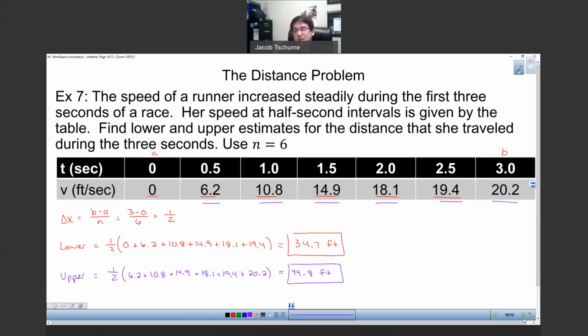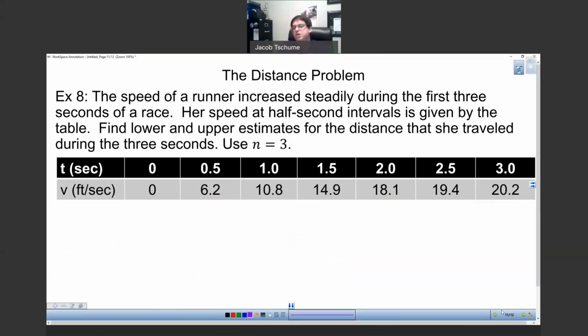Now, that's a pretty good estimate, but remember, you don't have to measure in half-second intervals. You can literally measure in any intervals they give you. So to save a little bit of time here, use the exact same data. What if I change one small thing? What if we only want to do it with n equals 3? So what if I only want to do 3 rectangles this time?